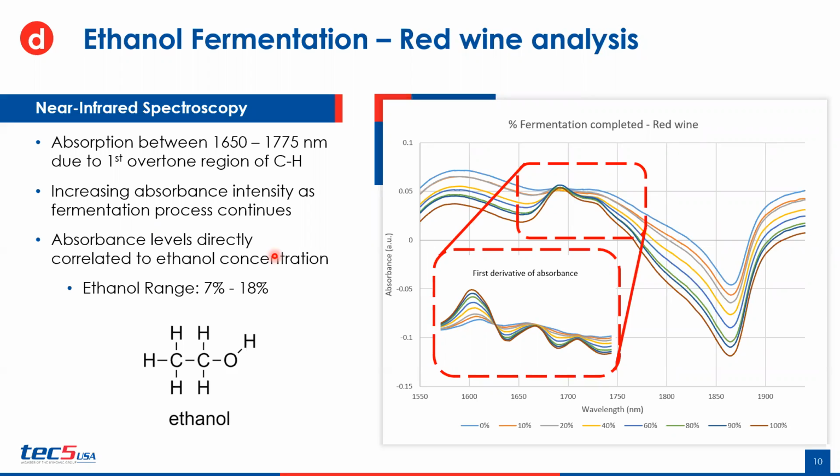So very similarly, since we're looking at ethanol, it's a very similar result in the case of red wine analysis. So looking again here at the same absorbance spectra, the first derivative of the absorbance, you can see here the increasing intensity of the absorbance peak as you increase the process of the fermentation. And as I mentioned in the last, this is directly associated with the increasing ethanol levels as the process undergoes.